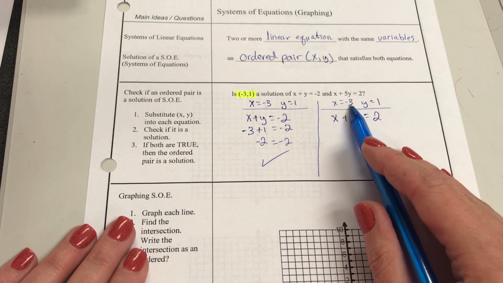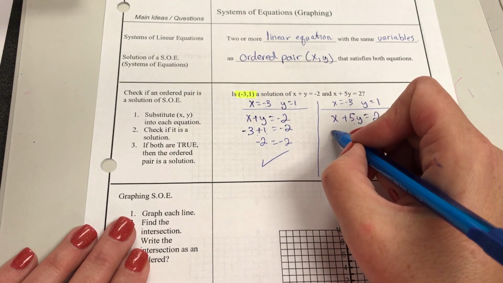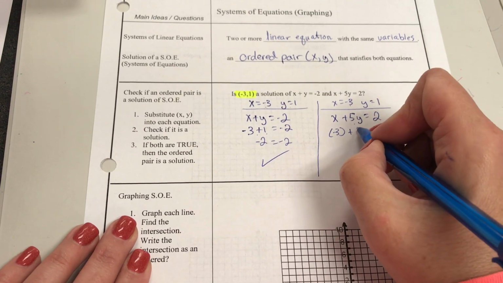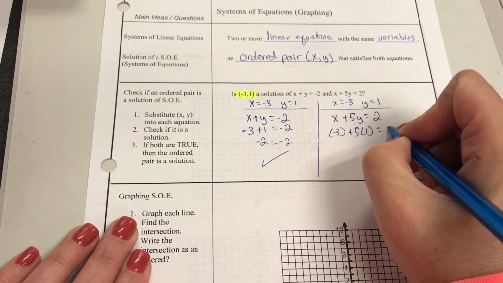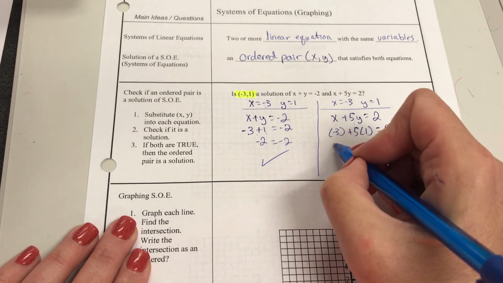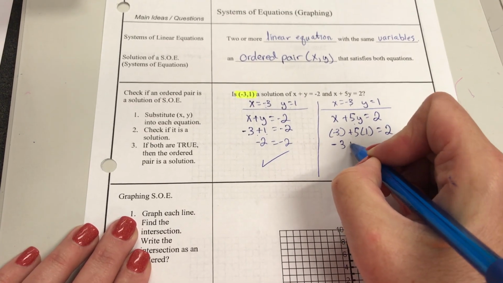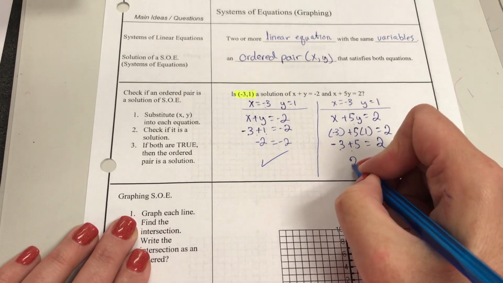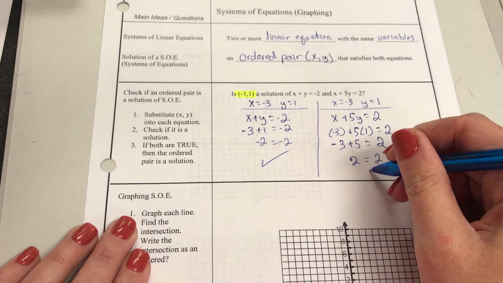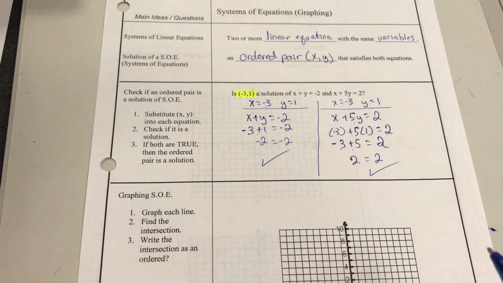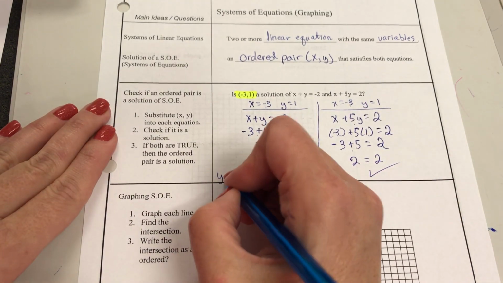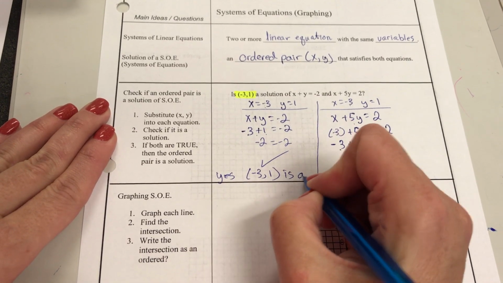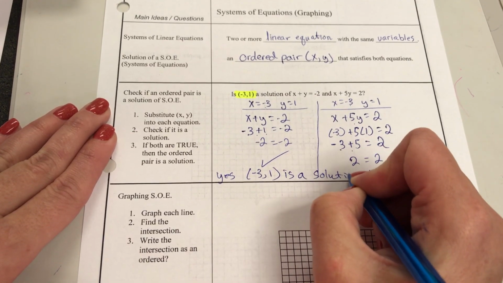So now let's substitute negative 3 and then 1 on this one. So you have negative 3 plus 5 times 1 equals 2. You have to multiply first, so you have negative 3 plus 5 equals 2. Negative 3 plus 5 is 2. 2 equals 2, all right? So yes, this is a solution. So yes, (-3, 1) is a solution.